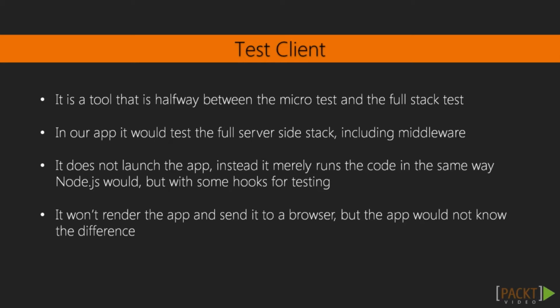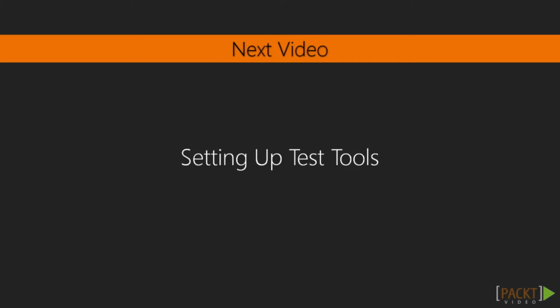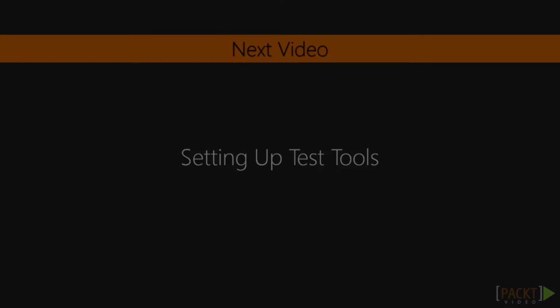For this reason, it gains the speed benefit of microtesting, but keeps the disadvantage associated with testing multiple components at once. However, it can make some of the harder to test parts of your application testable. For example, routes and middleware, so it's very useful. Now that we've covered the testing landscape by discussing the differences between full stack, microtesting, and our test client, let's set up our project in the next video.